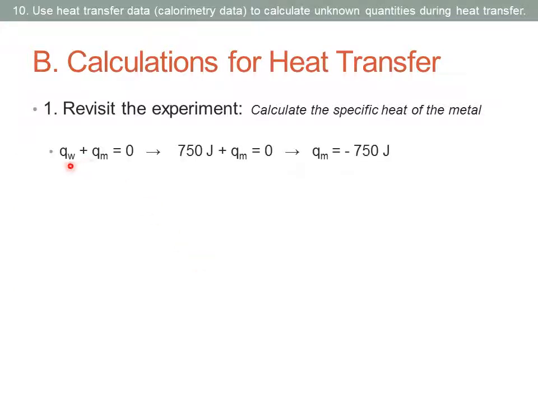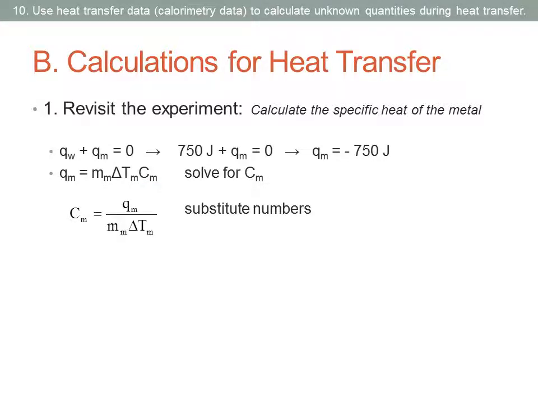We know that if we add Q_W and Q_M, again Q_M being the heat absorbed by the metal, that's going to equal 0. Well, what that means then is Q_M has to equal negative 750 joules. So when we know what Q_M is, we know the mass of the metal, we know the change in temperature of the metal, so now we can find the specific heat of the metal.